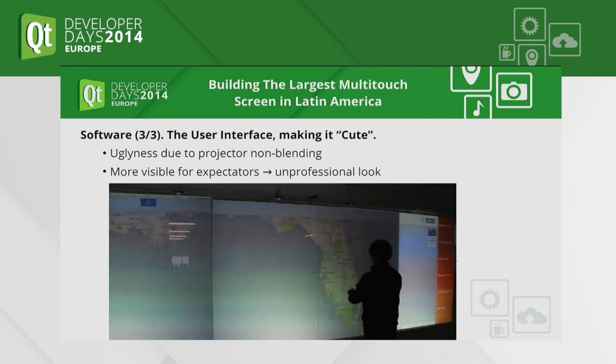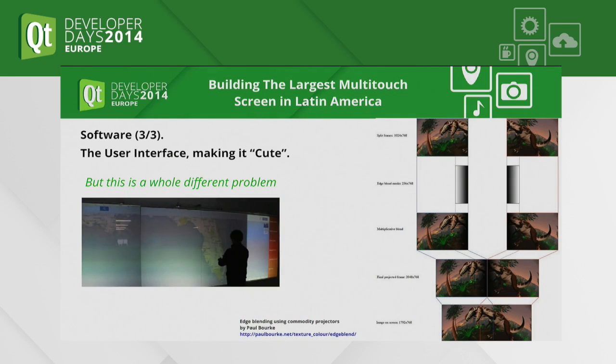And it is ugly because we use multiple projectors. You have to be very careful when aligning your projectors when you don't have the software, for example some expensive software, to blend them. Well, it's more visible for spectators, so it looks very unprofessional. I'm talking about these overlaps that are not very nice, and they look really ugly. So how to make it cute?